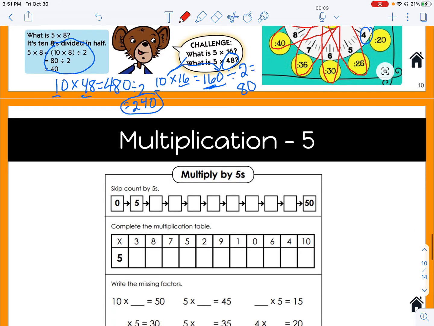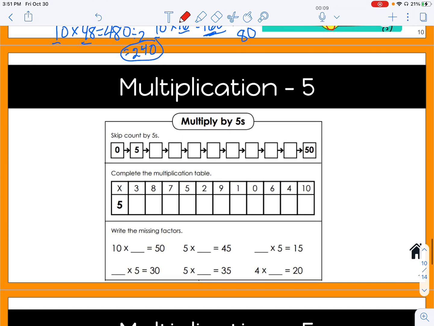So a couple different things. You can also just skip count: 5, 10, 15, 20.